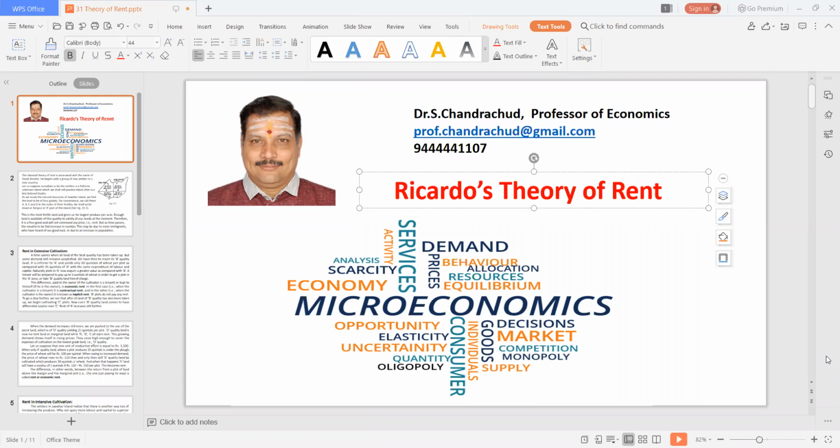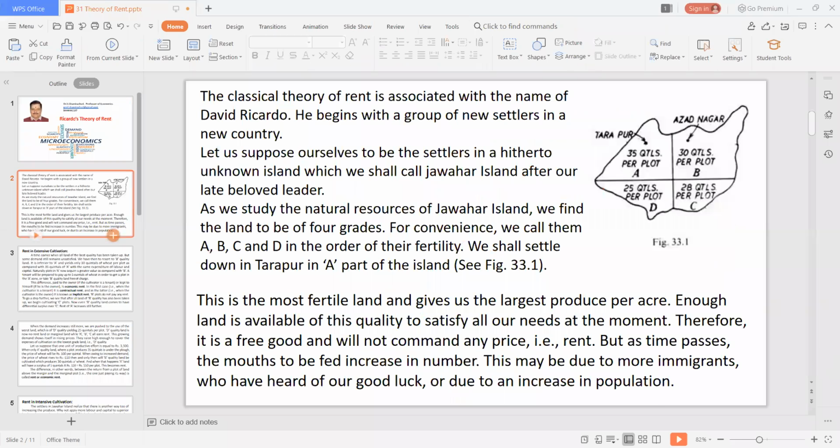Today we are going to discuss Ricardo's theory of rent. In the last class, we studied factor pricing. Based on that particular information, we will see one by one. In the forthcoming classes, we will have wage theory, interest theory, and profit theory. Let us start with Ricardo's theory of rent.